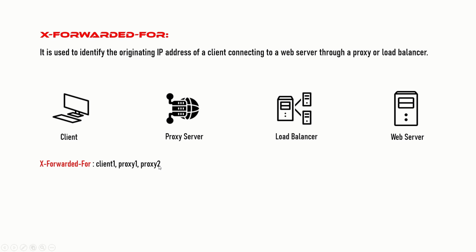Now think of a case where the X-Forwarded-For header is not used. In those scenarios, the web server will not see the client's original IP address. It will only see the last IP address. That means in our scenario, the web server can see the load balancer IP address only. Now you may think what kind of IP address is being used. It can be a public IP address, or a private IP address, or a mix of both public and private.